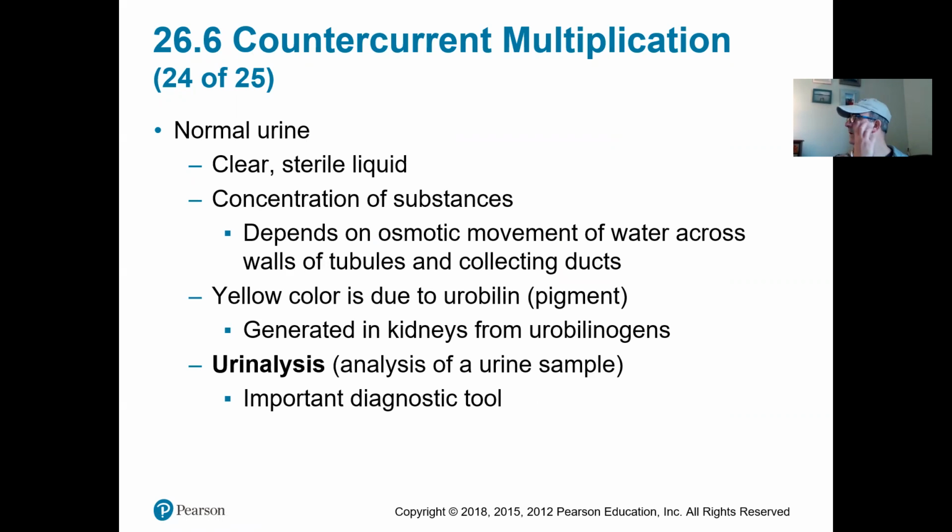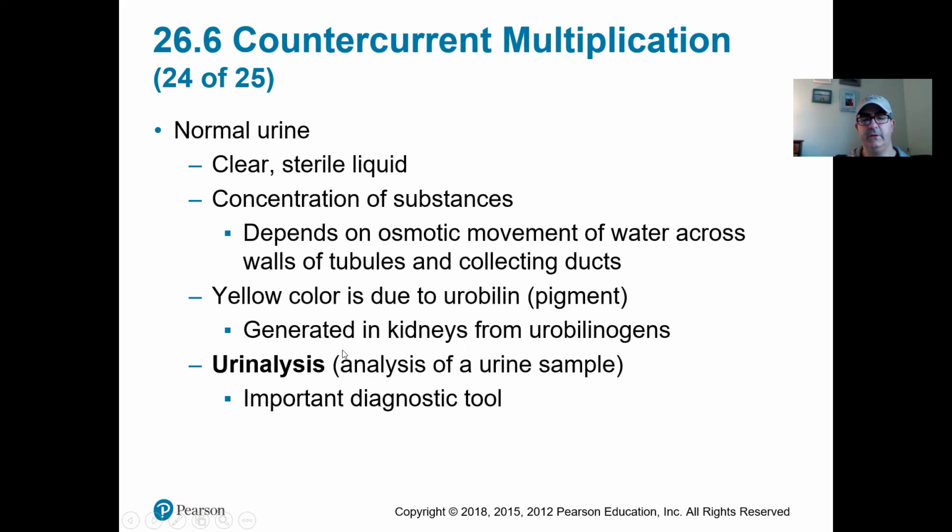Okay, and so one of the first things the doctor will ask you to do when you go for a doctor's visit is to pee in a cup. It's because that can tell the doctor a lot about what's going on with your body. So normal urine should be clear and sterile. There should be some concentration of substances in there due to the osmotic movement of water across the walls, but you shouldn't have a high concentration of a lot of things. The yellow color is due to a pigment called urobilin, which is generated from your kidneys. It has to do with getting rid of bile.